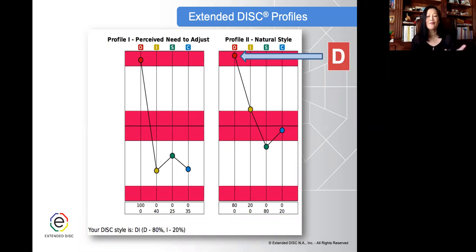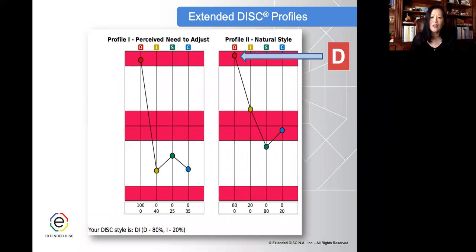And what it really is focused on, as Markku mentioned, is energy. There are certain behaviors for us that take more energy, and certain behaviors that are much more comfortable and don't take much energy. As Markku pointed out, for this person's D style, those D style behaviors are very comfortable to them. They don't even have to think about it.